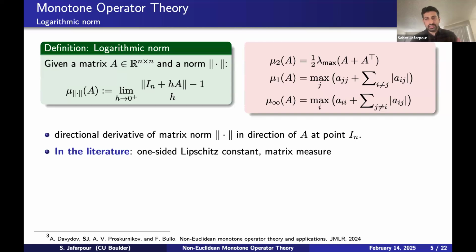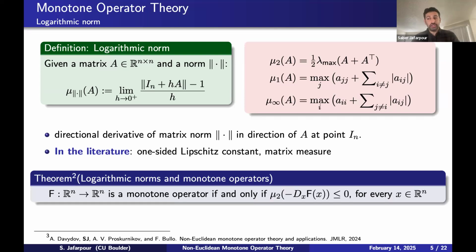And in the literature, this notion has been studied under different names, like one-sided Lipschitz constant or matrix measure. But the importance of this logarithmic norm for us is that we can characterize monotonicity and also strong monotonicity using the logarithmic norm with respect to L2 of the Jacobian of the operator. This is a very interesting result.